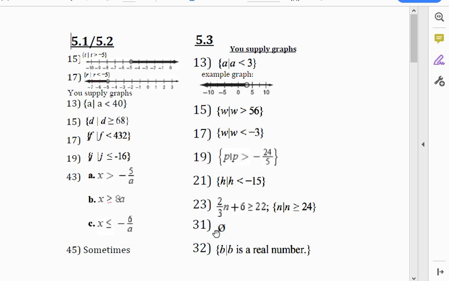31 is no solution or empty set. 32 is all real numbers. Anything works since it was a true statement and your variables disappeared. There are your answers to those sections. If you have any questions, circle them and have them ready for me when I am back the next day.